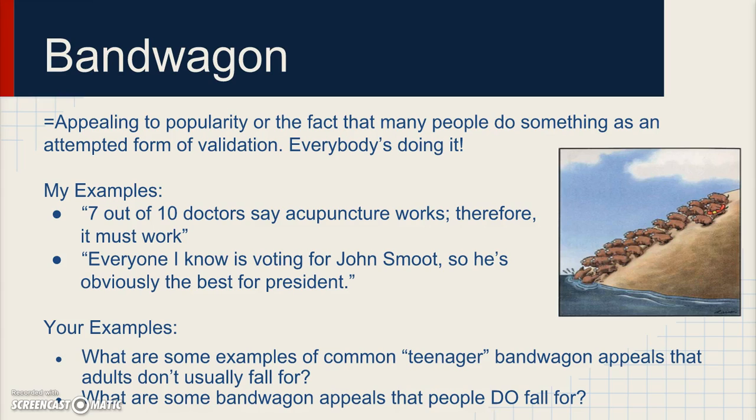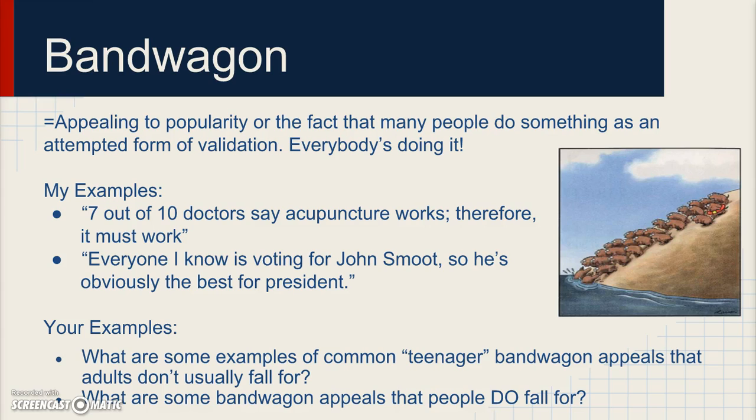So for instance, if you said 7 out of 10 doctors say acupuncture works, therefore it must work, well, you only surveyed 10 doctors, but you're saying because most of those 10 said it works, it has to work 100%. That would be false logic.